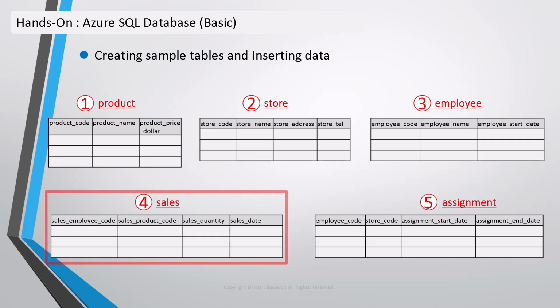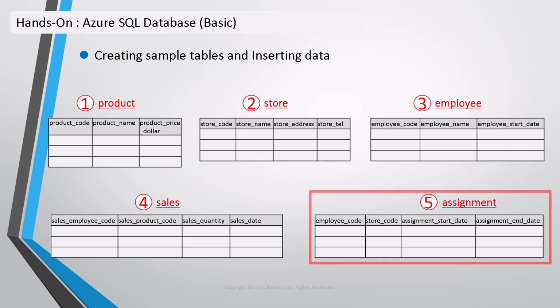Sales table has 4 columns: sales employee code, sales product code, sales quantity and sales date. Assignment table has 4 columns: employee code, store code, assignment start date and assignment end date.